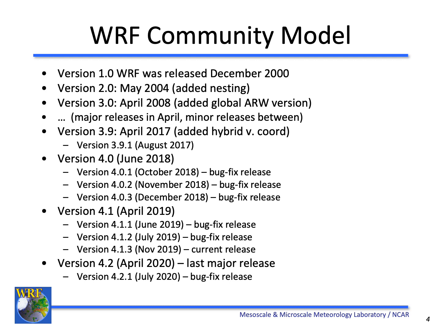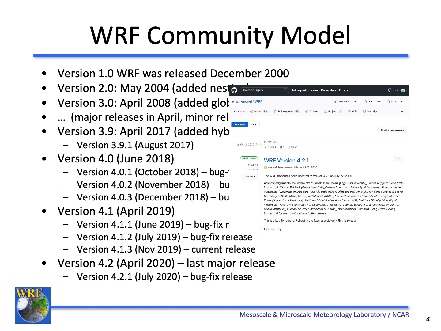The most recent generation is number 4, which made the hybrid vertical coordinate the default of the model. The last major release is version 4.2 from last April. Since version 4.0, the model is released on GitHub. Here's a screenshot of the 4.2.1 release from GitHub.